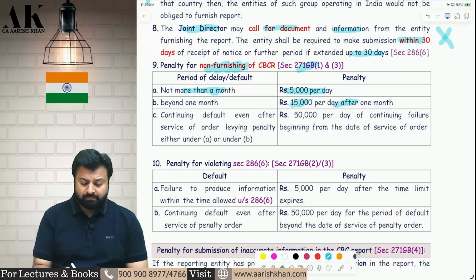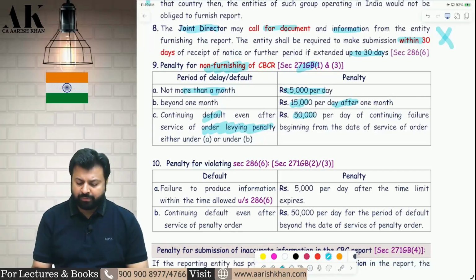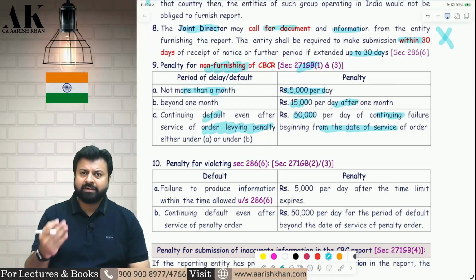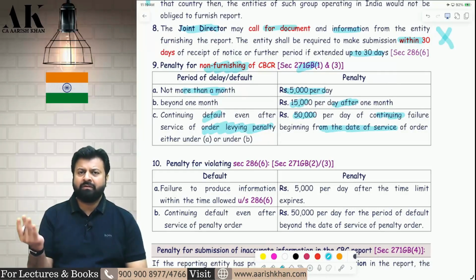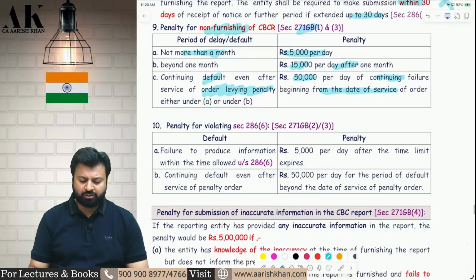After that, the department will send you a penalty order and will tell you to pay the penalty and to file the CBCR. Even after that, if you are not paying the penalty and not filing the CBCR, then it is directly 50,000 rupees per day. So for the first 1 month, 5,000 per day. From 1st May, it is 15,000. Then the department will wait for a few days, few months. After that, they will send you an order. After that also, if you don't pay and don't file the CBCR, then 50,000 rupees per day penalty will be imposed on you.